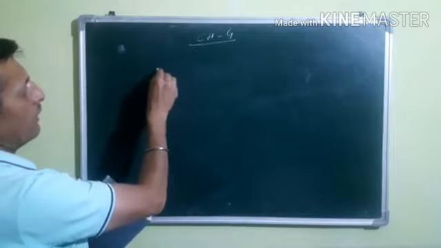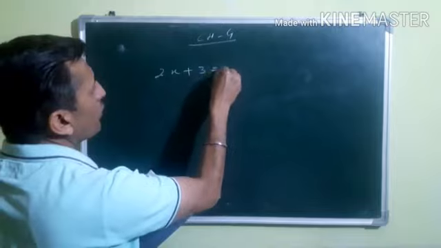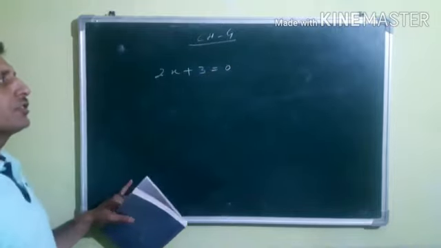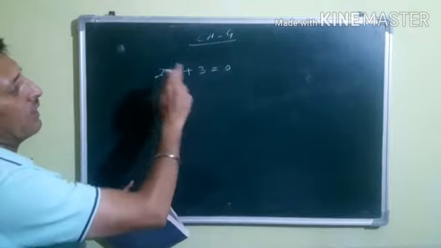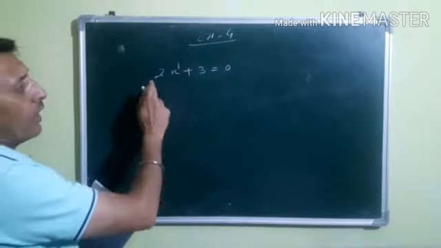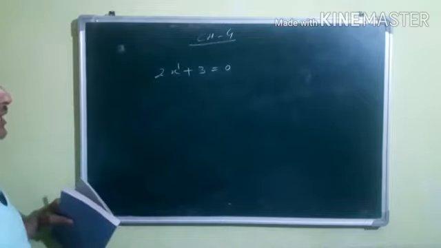See, this is a linear equation. I am going to write 2x plus 3 is equal to 0. This is a linear equation with power 1 and with one variable. Linear equation means whose power is 1. The power of the variable is 1.